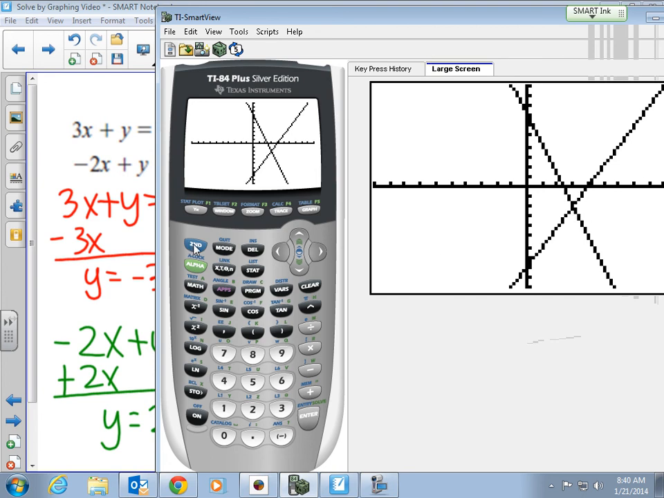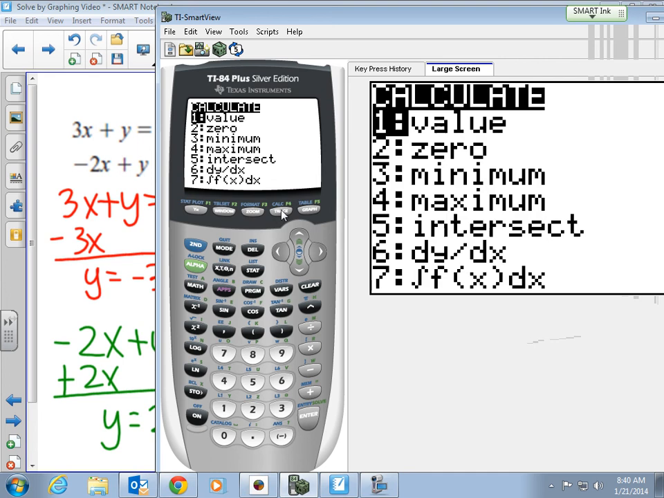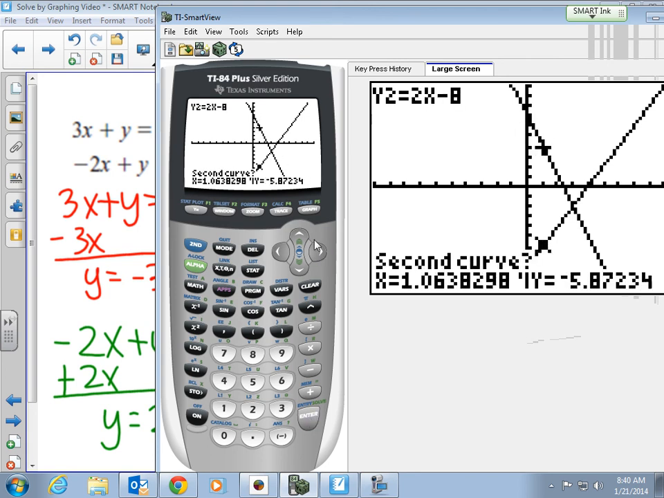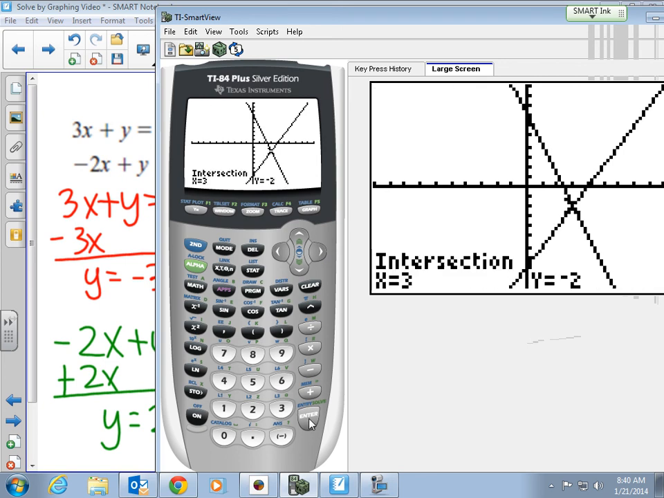So how do I do that? Second, trace or calculate. We're wanting to calculate the intersection. So I just press 5. Now remember, I'm selecting the two curves, the two lines. There's my first one. Press enter. I'm going to move my cursor, make sure I'm on my second line, which I am. Press enter. And now I'm going to move it right on top of my intersection to tell the calculator exactly where I'm wanting. And I'm going to see this ordered pair, (3, negative 2).